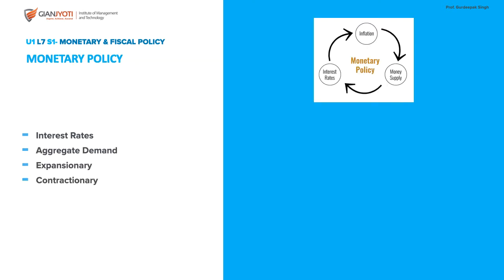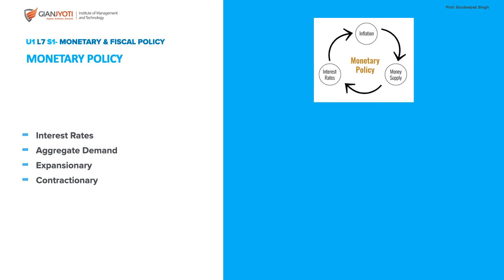So let's start with the monetary policy. As I said, this is governed by the central bank, which is the Reserve Bank of India, if we talk about our country. So there are four things you have to look at. As I said, the instrument is interest rate. So basically the focus is to increase or decrease the aggregate demand. Aggregate in terms of the total demand of the country.